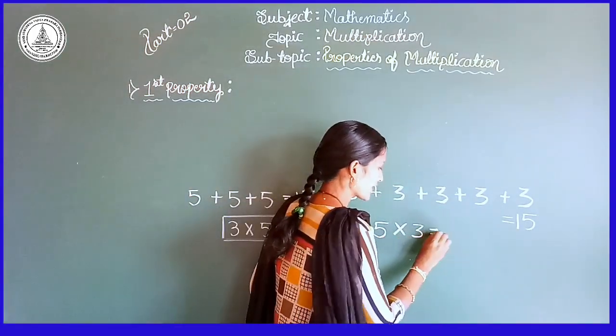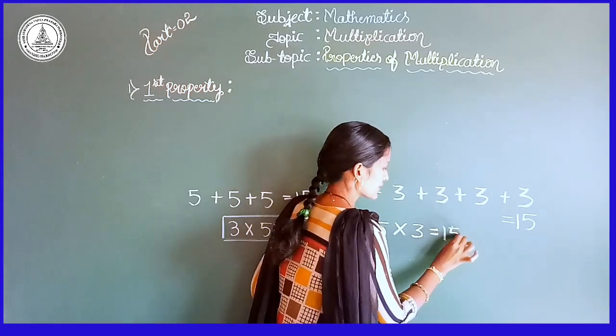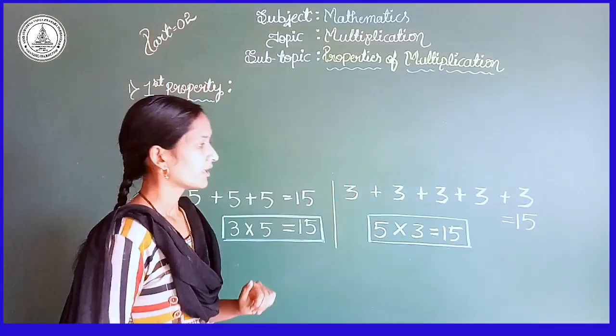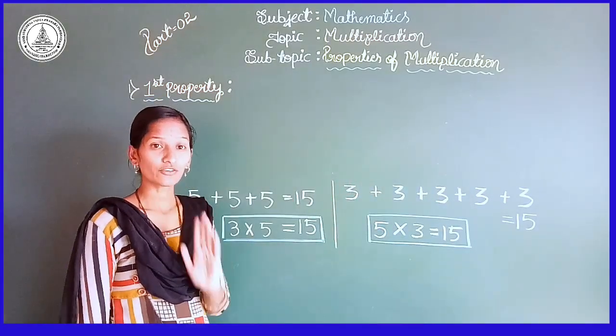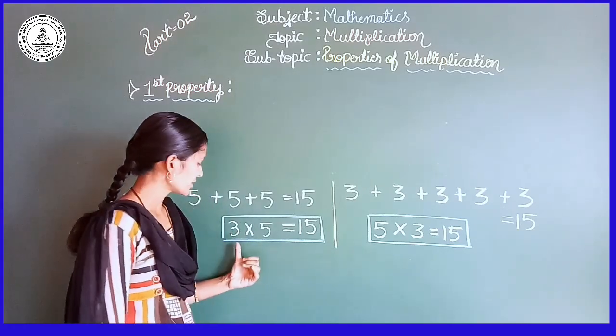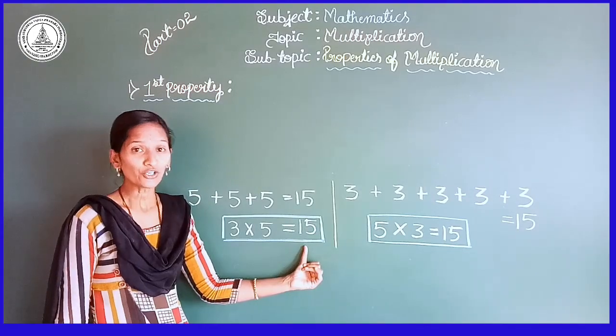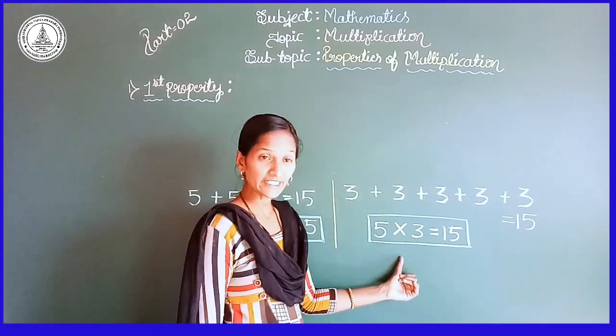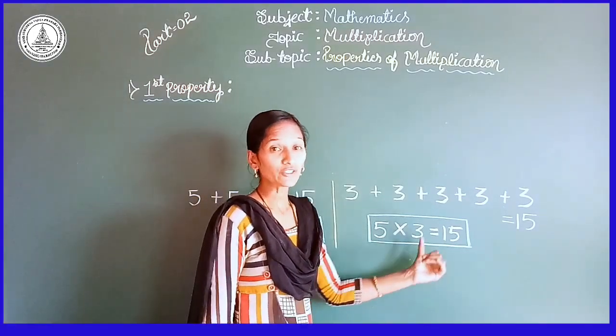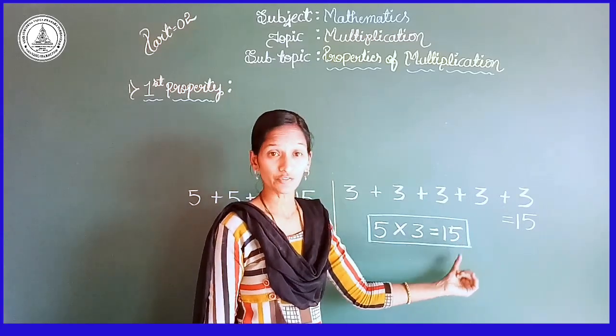So what is our product? It is also equal to 15. Yes, my dear students, all of you observe here. In the first case, 3 into 5 is equal to 15, and in the second case, 5 into 3 is also equal to 15.